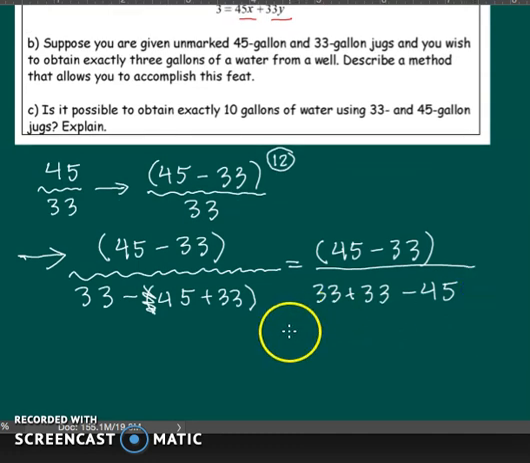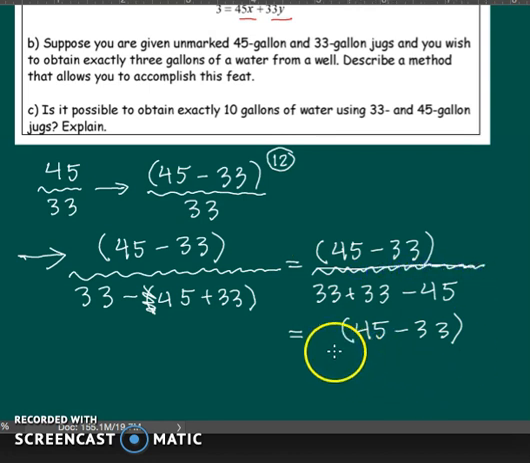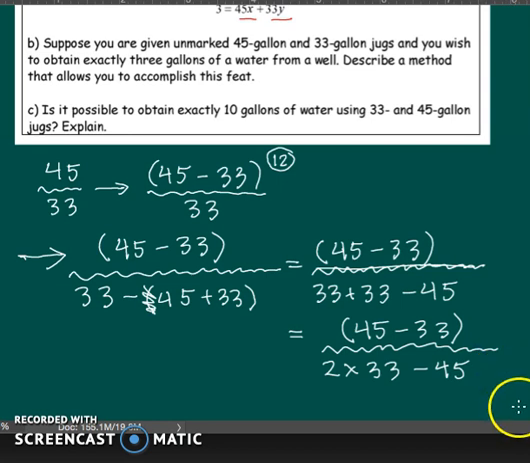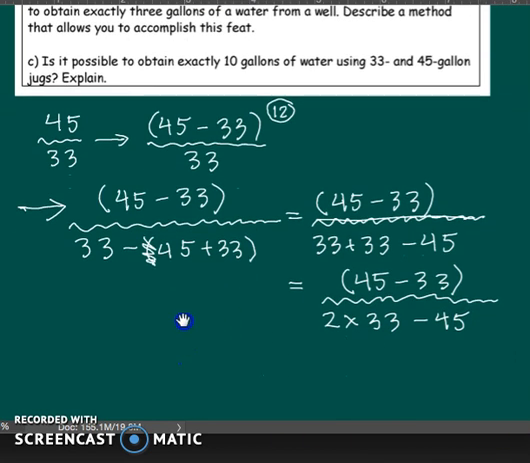And another way I can write that is 45 minus 33. Oh, I meant to make this a squiggly line. Don't forget these are not fractions. And then instead of 33 plus 33, I'm just going to write 2 times 33, and I'm going to leave minus 45. Okay, let's move on to the next step.